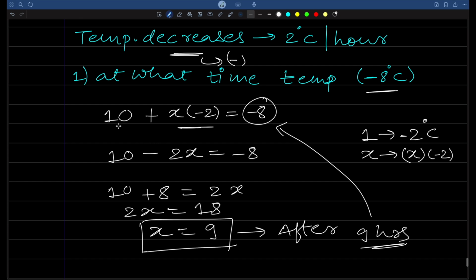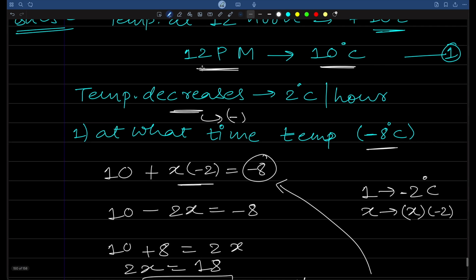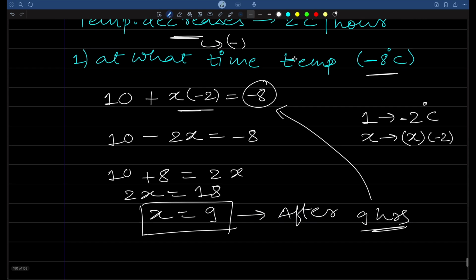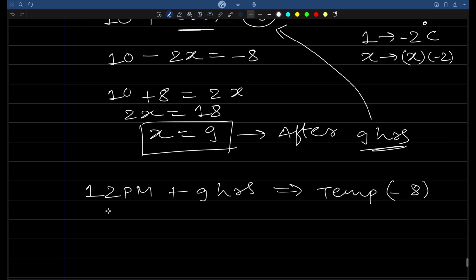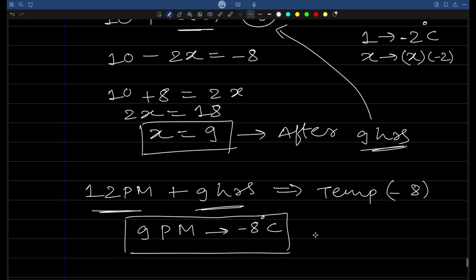So at 12 pm the temperature was 10 degrees Celsius. 12 pm plus 9 hours, we will get temperature as minus 8 degrees Celsius, that is 12 pm and 9 hours, that is 9 pm. The temperature will be minus 8 degrees Celsius. So the answer is 9 p.m.